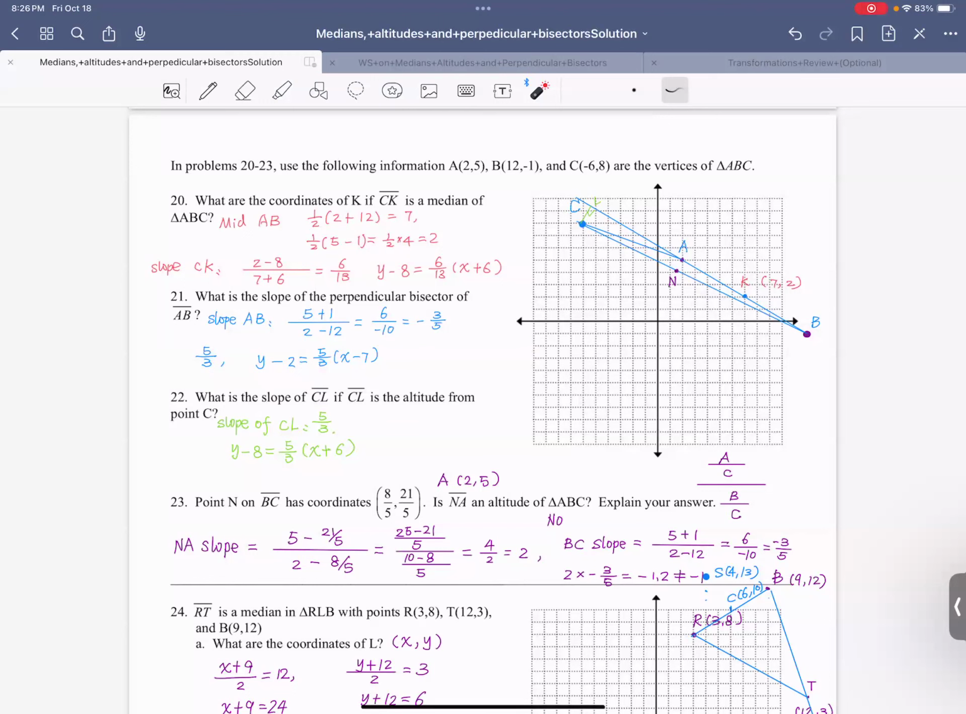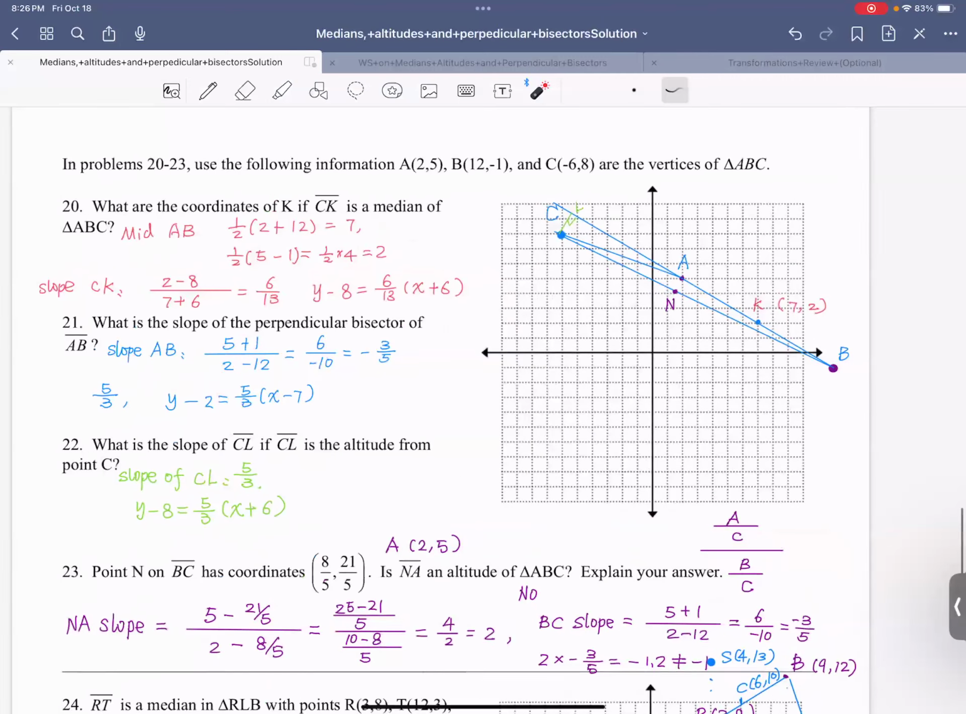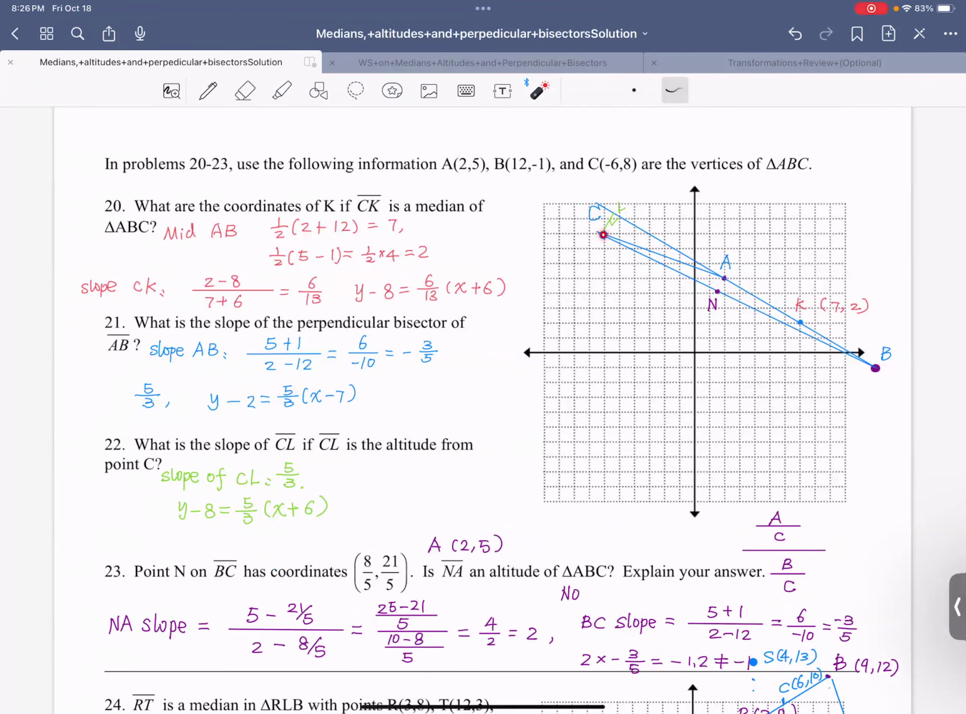CK is a median. If inside triangle ABC they say CK is a median, then K is the midpoint of AB. So you can solve for K by doing the midpoint formula, okay? One half of 2 plus 12, that's your X value. One half of 5 minus 1, that's your Y value. So you can have this midpoint. Write down and calculate, and then go ahead.